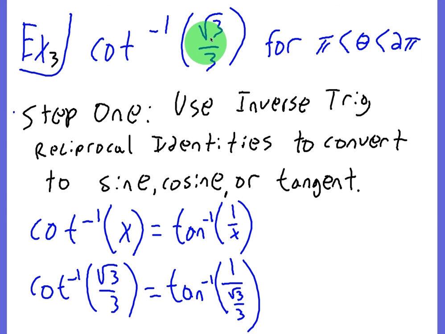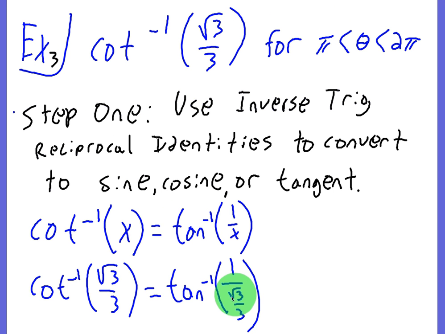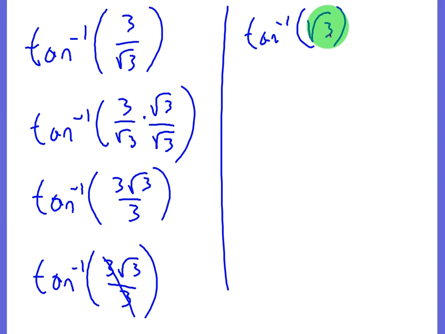All right, let's do cotangent inverse of radical 3 over 3. This interval is from pi to 2 pi. So, how can we figure this out? We're going to use the inverse trig reciprocal identity to convert to sine, cosine, or tangent. We want to convert it to tangent since that's the identity we learned. So we're going to plug in square root of 3 over 3 into this formula. It's going to be 1 over square root of 3 over 3. Again, if you've done this enough, you know that will just convert to square root of 3. So ultimately, cotangent inverse of square root of 3 over 3 is exactly the same as tan inverse of square root of 3.